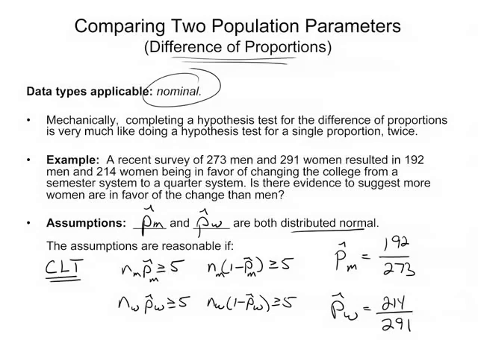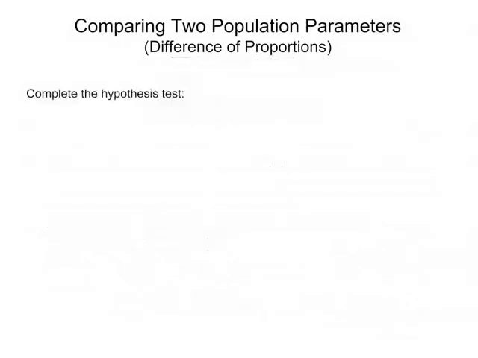So what we do now is once we show the assumptions are reasonable, we go ahead and actually complete the hypothesis test. The null hypothesis would be that pi sub w, the women, is equal to pi sub m, the men. That means there's no difference between them. The alternative hypothesis, what they're suggesting here, is that the proportion of women is in fact greater than the proportion of men. We didn't specify significance level, so just use 0.05.